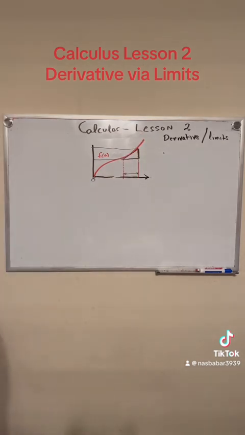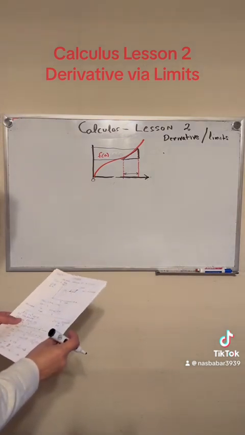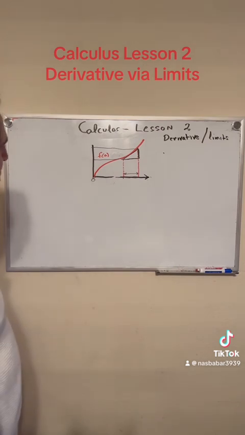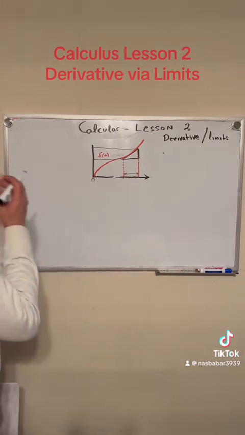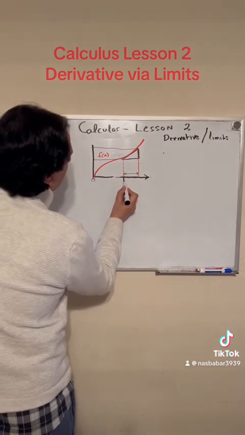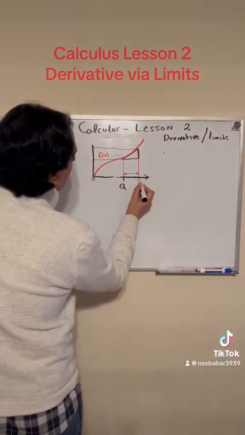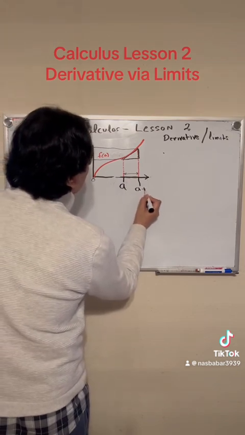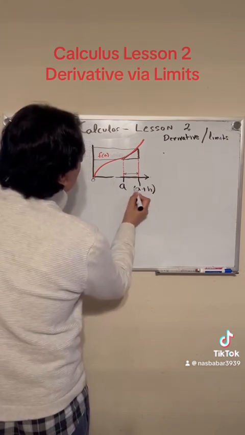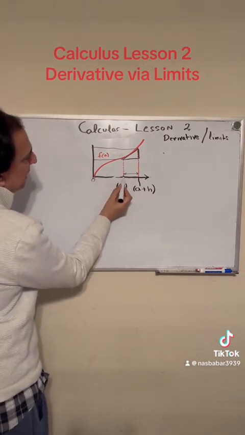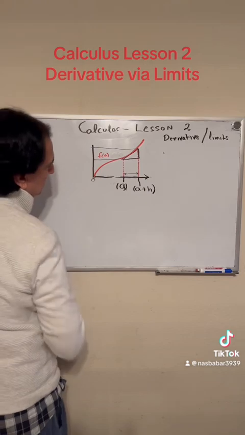So what we need to do is solve this and come up with a formula and find out what the function looks like at, let's say this point right here is a, okay, and this point right here is a plus h. All right, clear? So obviously the distance between here and here is going to be just h.